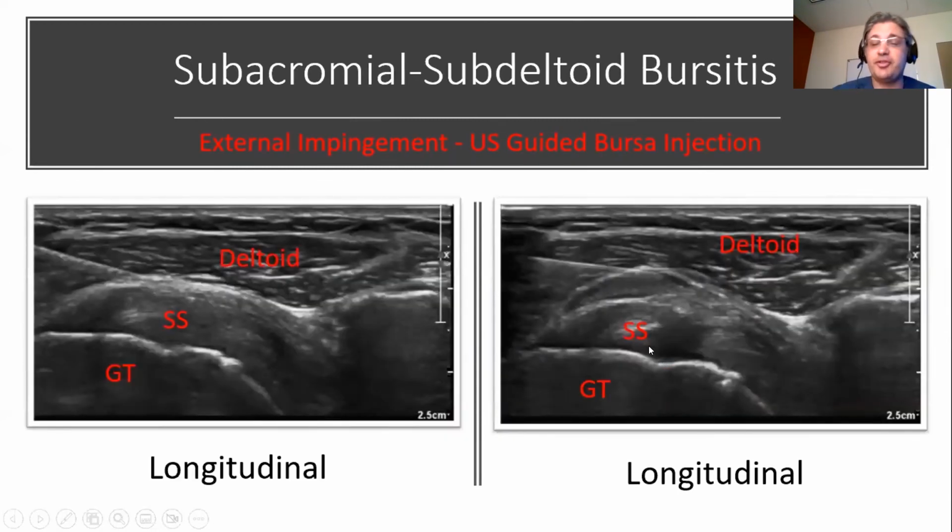Ultrasound guided bursal injection, certainly something I do frequently for patients with external impingement and resultant symptomatic subacromial bursitis. Notice my needle entering the expected location of this potential space, where deep to the deltoid, superficial to the rotator cuff, right along this plane. And after I inject my steroid and anesthetic, you can see distension of the subacromial subdeltoid bursa, deep to the deltoid, superficial to the rotator cuff.